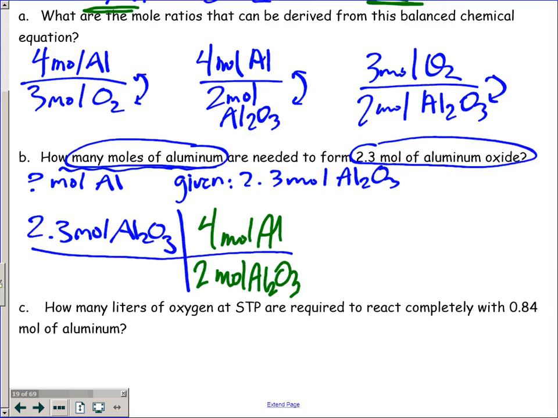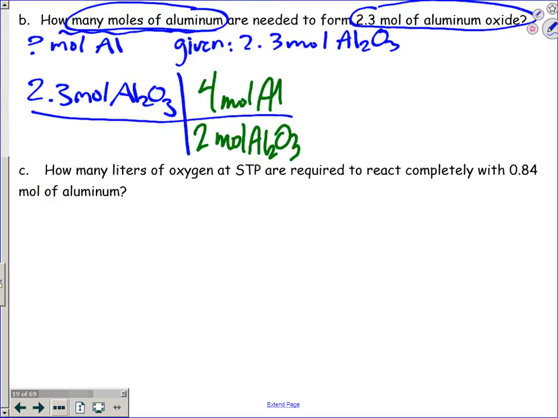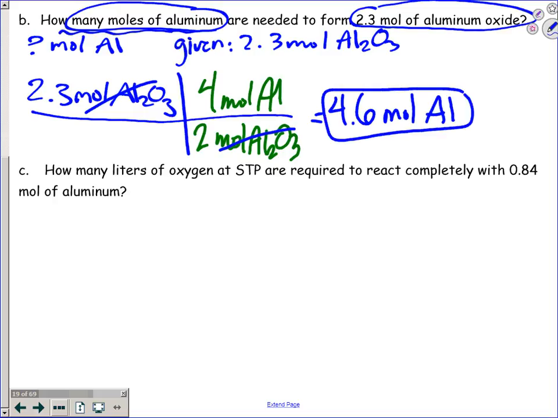What unit cancels? Moles of aluminum oxide, moles of aluminum oxide. So what's 2.3 times 4 over 2? 4 over 2 is just 2, right? So what's 2.3 times 2? 4.6. So we just simplified it. You can do that part in your head, but you can also do it in your calculator. All right, keep going with me, and then I'll take more questions.